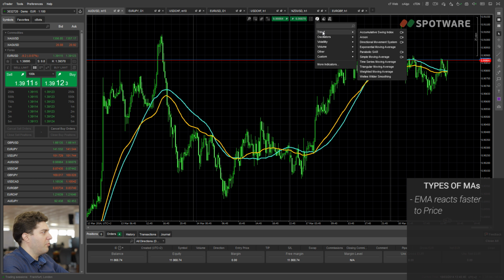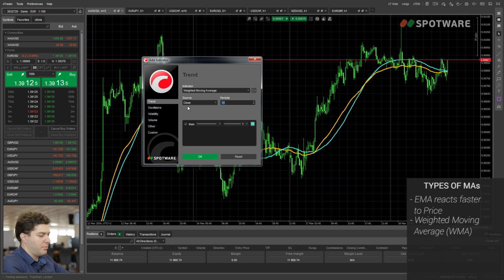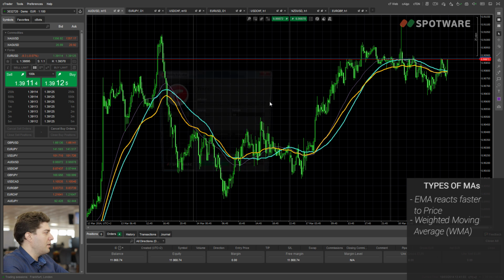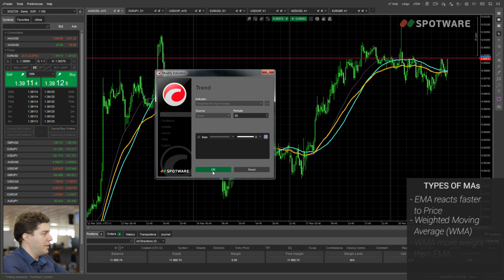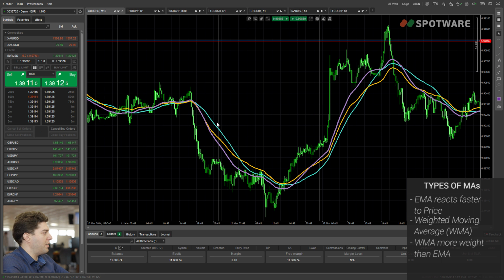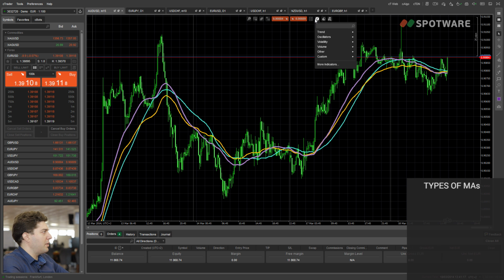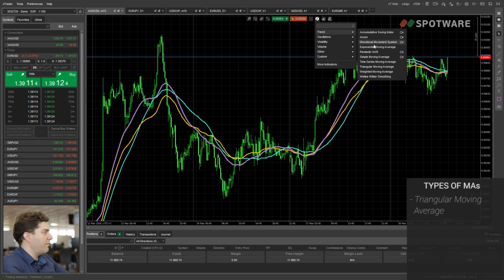The next moving average is the weighted moving average. The concept is the same as the exponential moving average, it just uses a different formula for weighting. In the exponential moving average, the weights go exponentially. This one uses another formula, and this one gives even more weight to the latest prices. So you see that the weighted one, the purple one, is even closer to the price than the other two and reacts even faster.